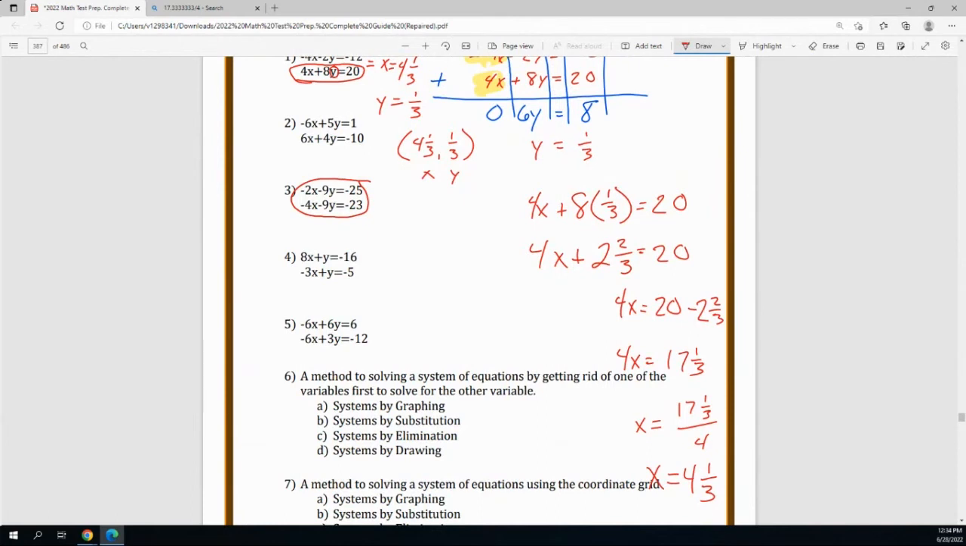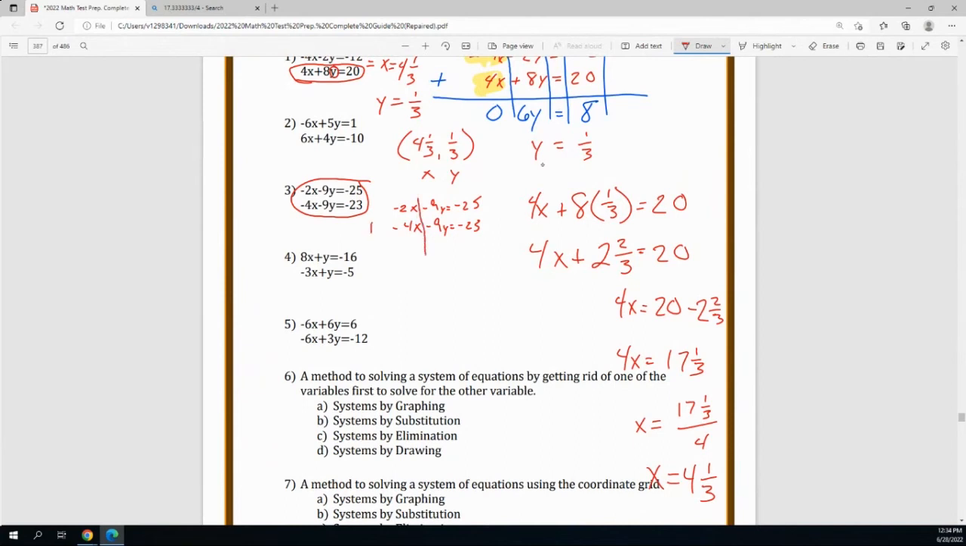Now, what I'm going to do here is I'm going to solve for x, or I'm going to eliminate my x's. So again, watch. I'm going to write these out so you can see them. So negative 2x minus 9y is equal to negative 25. And then I have negative 4x minus 9y is equal to negative 23. Now, I'm going to try to eliminate these x's.